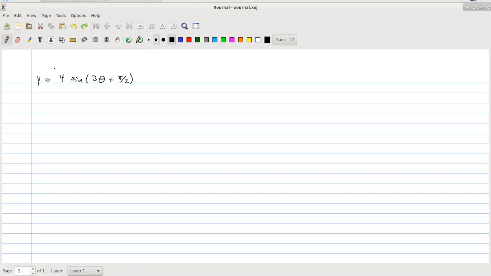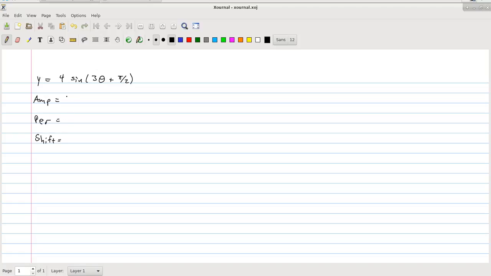Sketch one cycle of the graph of y equals 4 sine of 3 theta plus pi over 2. Let's identify first the amplitude, the period, and the phase shift. Once we have these, we should be able to get the graph more easily.